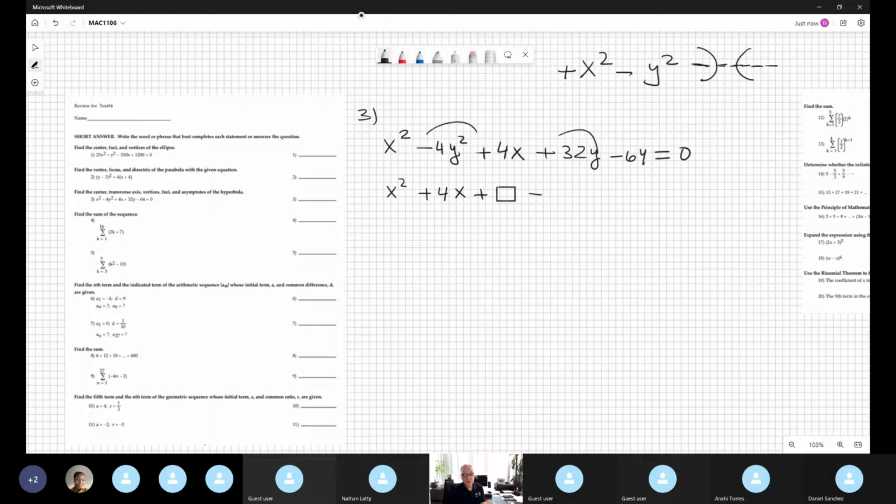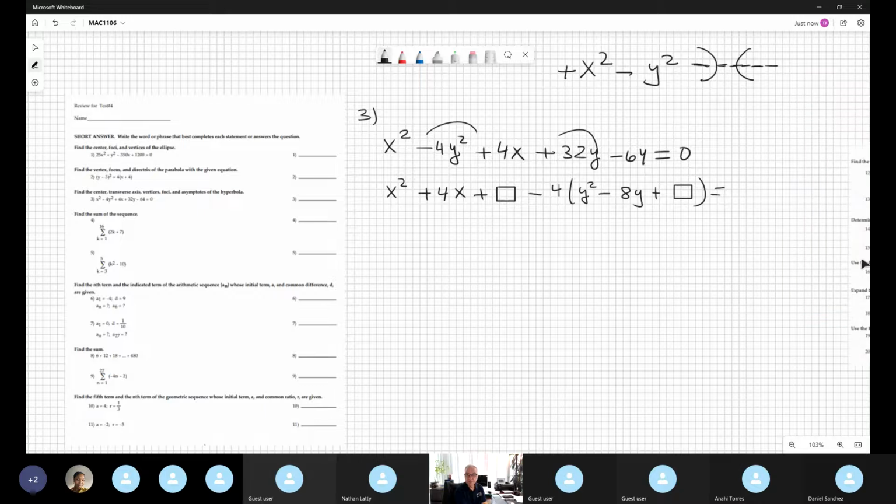Oh, but I saw the 4 is a common factor because 32 is a multiple of 4. But I factor out negative 4, parenthesis y squared minus 8y. Because negative times negative is positive, like the original. Plus another box. And in the right hand side, I'm moving 64 plus 2 boxes.